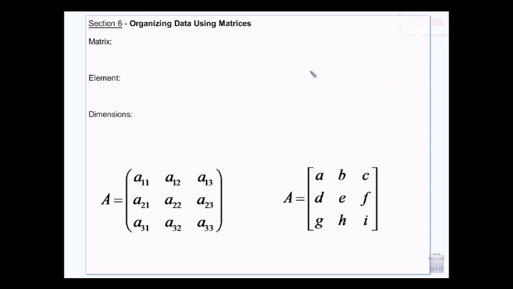All right, a matrix is an array of numbers.